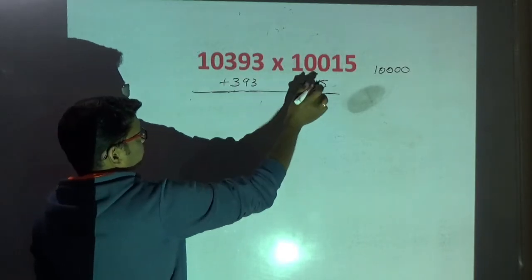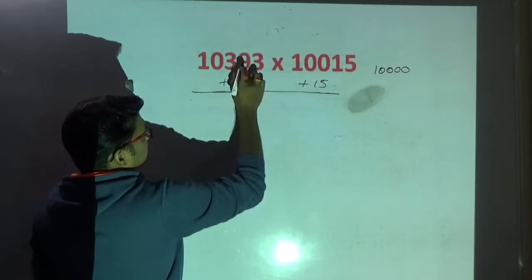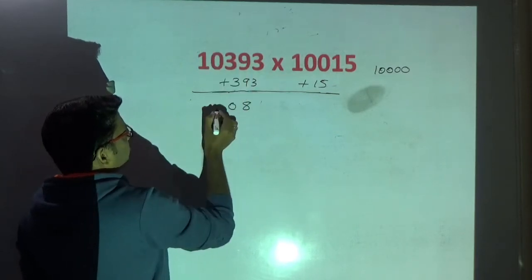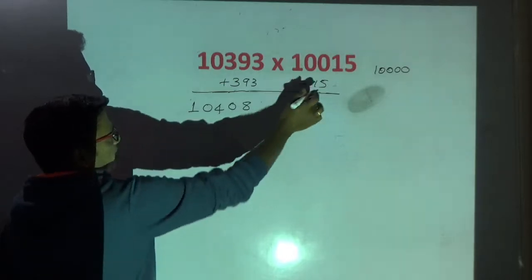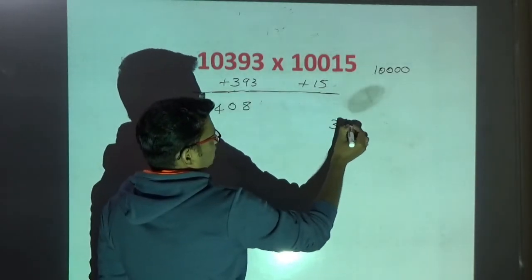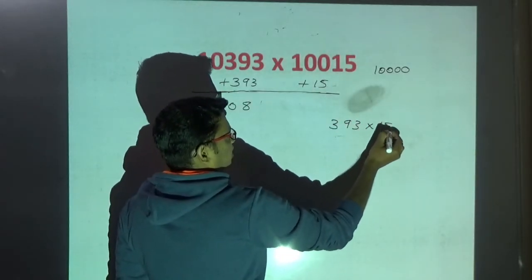Now 5 plus 3 is 8. 9 plus 1 is 10. Carry 1. This will become 4. This is 0 and 1. So this is 10408. Then I need to multiply these two, 393 and your 15.